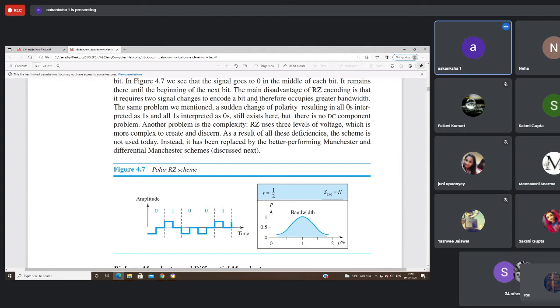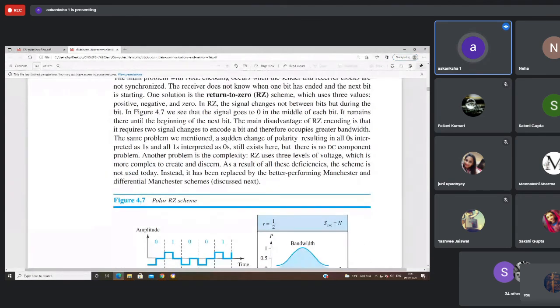So this is basically the disadvantage, but it is synchronized, because at the receiver side, if in the middle of the bit it is changing the polarity, then it will be interpreted as 0. And if it is 1, then it is changing from positive to 0, and it remains at the 0 level. So it will be synchronized using this scheme.